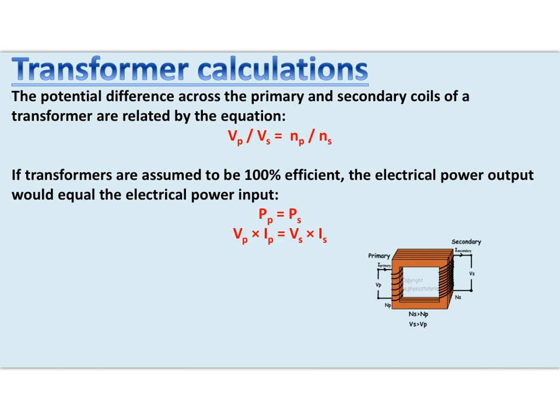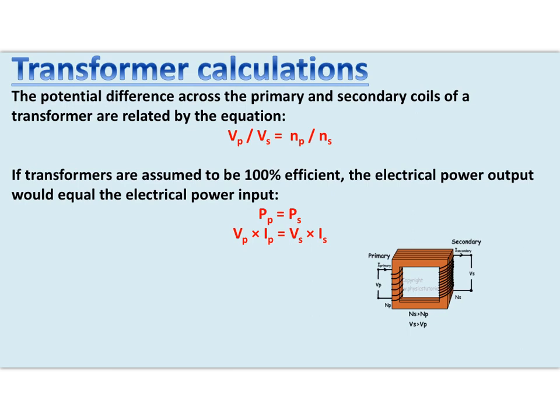So you also need to be able to calculate things using transformer calculations. There's 2 equations you need to be aware of. The first one is shown here: the potential difference across the primary and secondary coils of a transformer are related by the equation Vp over Vs is equal to Np over Ns, where Vp is the potential difference on the primary coil, Vs is the potential difference across the secondary coil, Np is the number of turns on the primary coil, and Ns is the number of turns on the secondary coil. And you use that equation in order to carry out calculations.